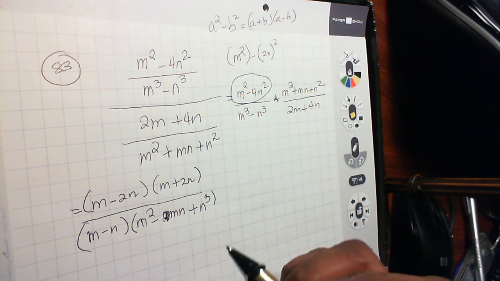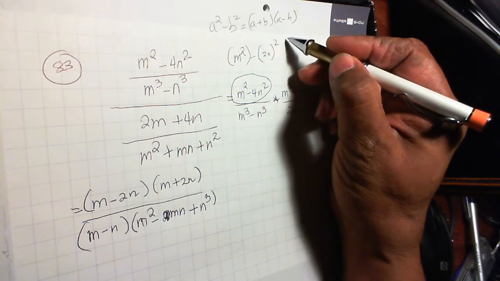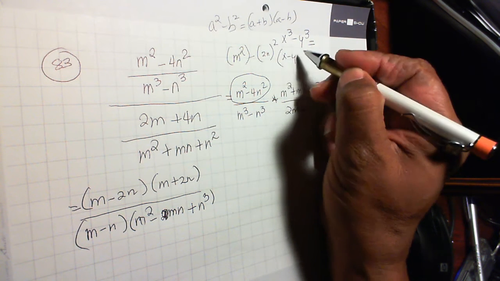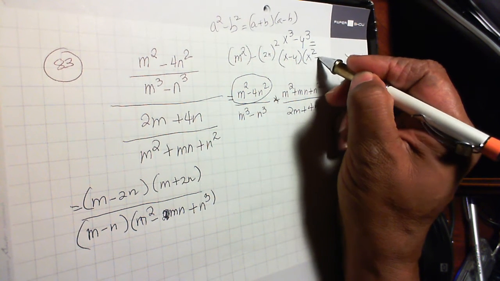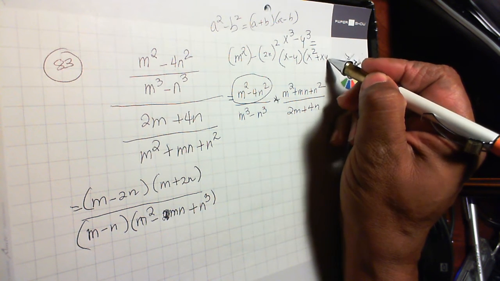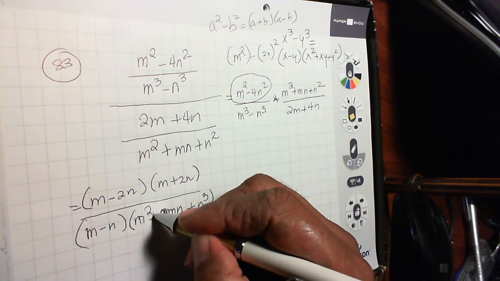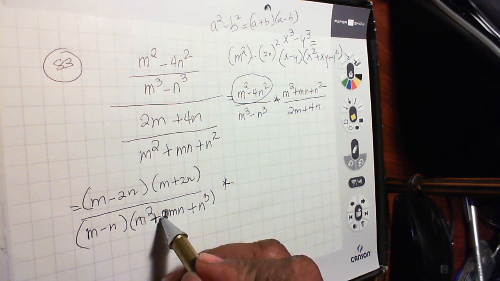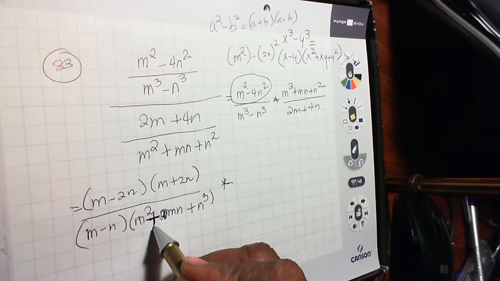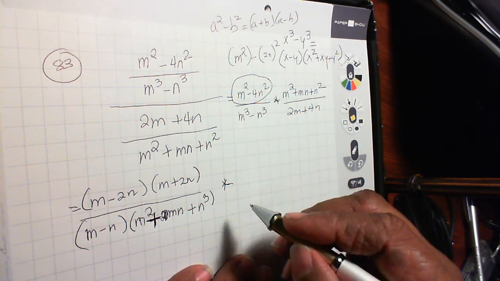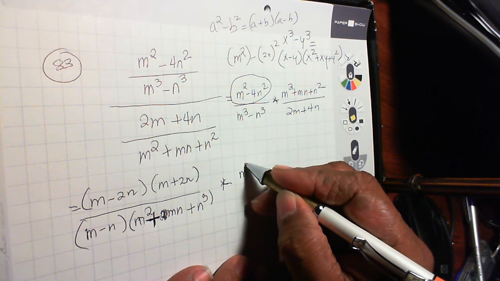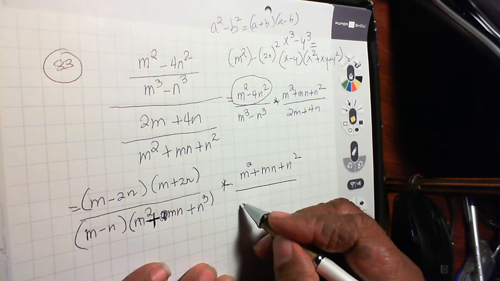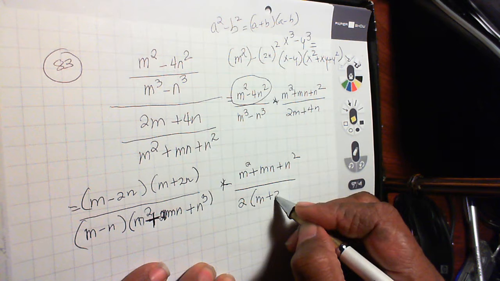Continuing here, let me remind you, let me write the formula here. x cubed minus y cubed is equal to x minus y times x squared plus xy plus y squared. I think I made a mistake earlier. That should be a plus. Be careful with that. I wrote it as a minus. So m squared plus mn plus n squared divided by 2 is common, m plus 2n.